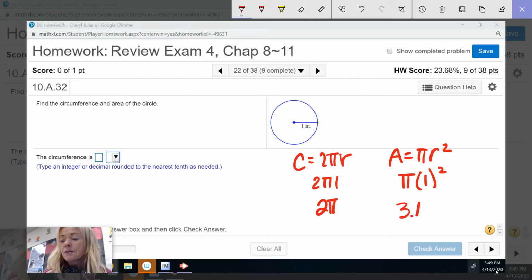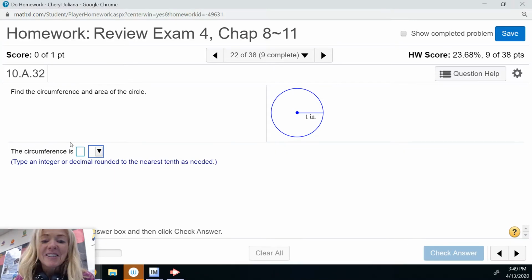So 3.1 for the area. And then 2 pi, it's going to be 6.3, if we're rounding to the nearest tenth. So circumference, I forget, 6. Let's see, do I have that? I'm going to just get those two numbers in my calculator so that I can type them in.